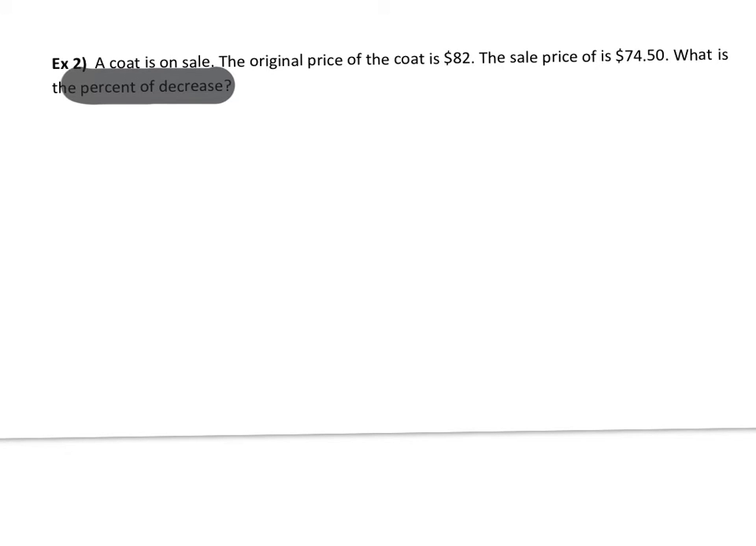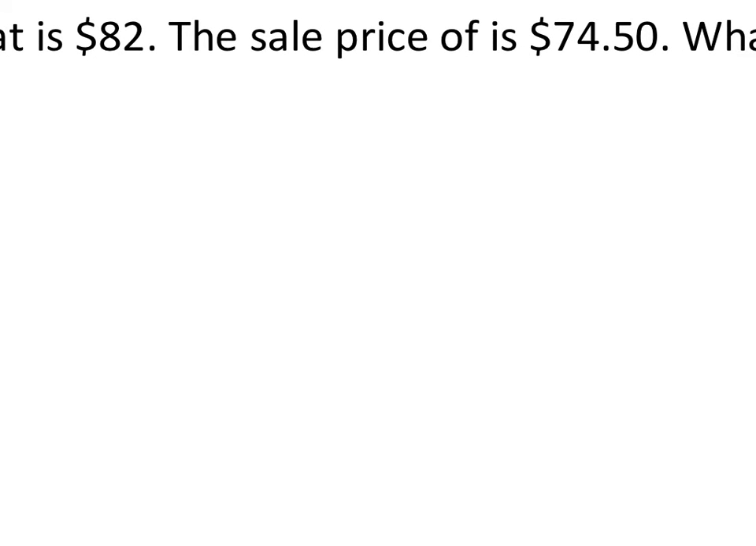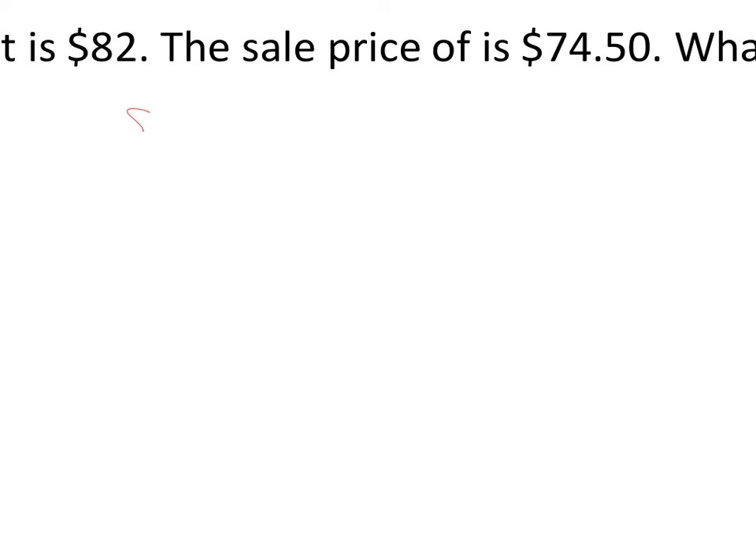So again, you're going to use your difference, so subtract your two numbers. So I'm going to take 82 minus 74.50, and that is going to give me 7.5. That's going to be my top number over the original. So what was my original number? The coat was originally $82. Okay, so 82 equals x over 100.